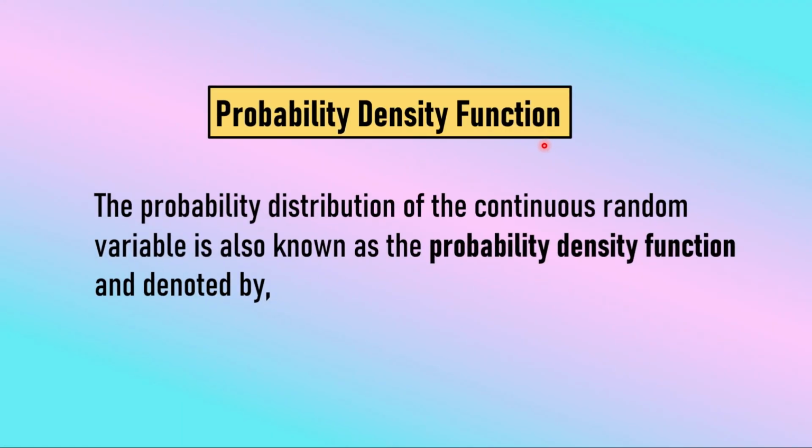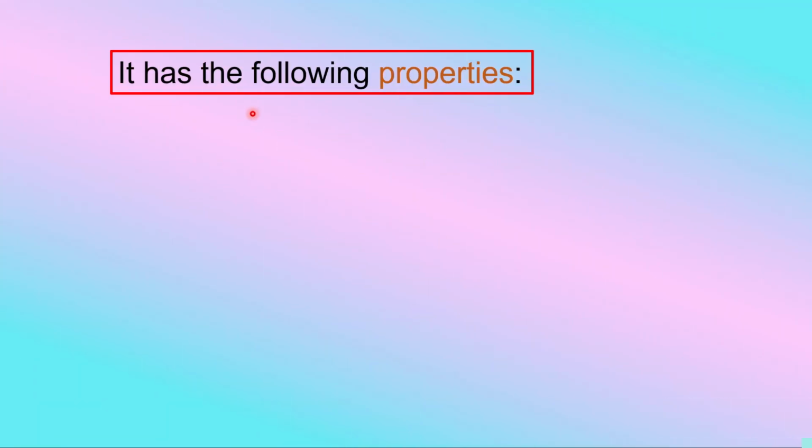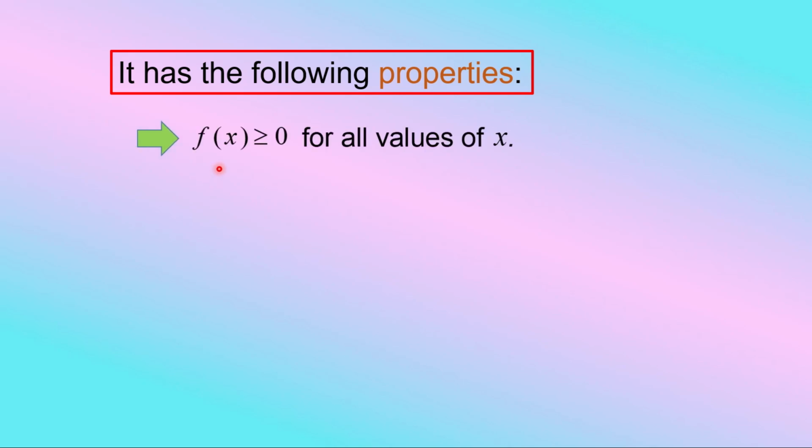Probability density function. The probability distribution of the continuous random variable is also known as the probability density function and denoted by f(x). The probability density function has the following properties. First, f(x) must be greater than or equal to 0 for all values of x.